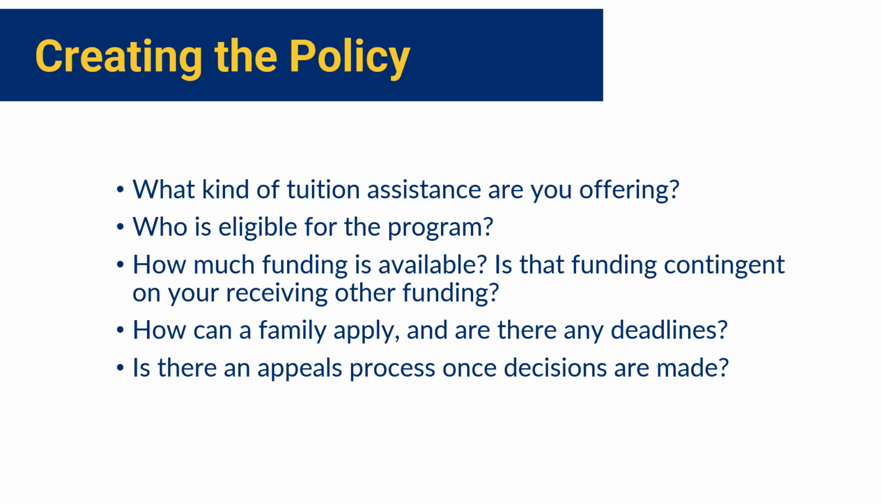Wherever you are sharing information about your tuition assistance policy, you should include as many details as possible. Not only does this help families understand what you are offering, but it also helps eliminate any confusion and potential misunderstandings with families. You should detail exactly what kind of tuition assistance you are offering, who is eligible for the program, how much funding is available, and if that funding is contingent on you receiving any other funding, how a family can apply and if there are any deadlines, and if there's an appeal process once decisions are made.